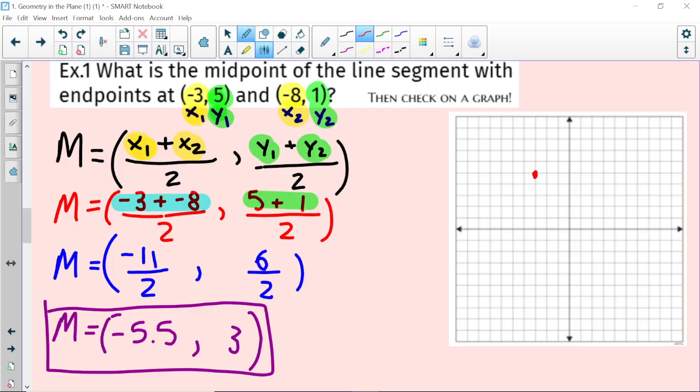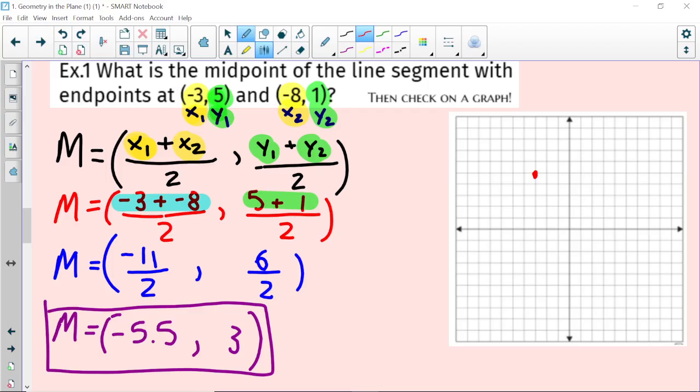All right, my second endpoint. Second endpoint is negative 8, comma 1. So I'm again going to start at the origin. Negative 8. Which direction am I going? First we talk about left and right. So positives to the right, negatives to the left. So am I going to the right or to the left?